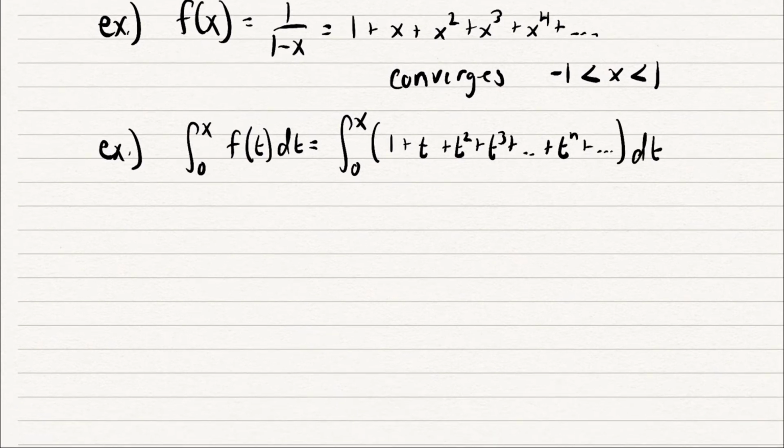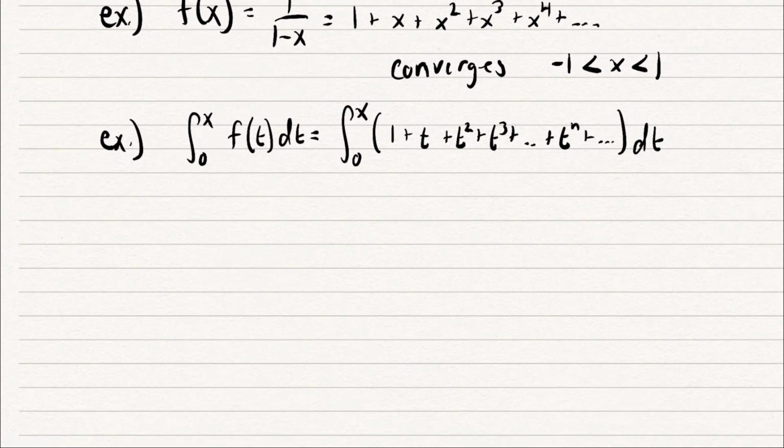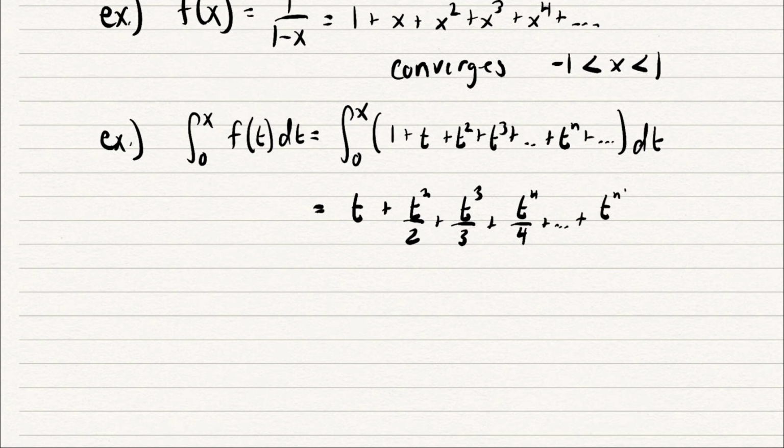And if we work out each individual term in this series, we would end up getting something that looks like this. The integral of 1 with the variable is just going to be t. So it's going to be t plus t squared over 2 plus t to the third over 3 plus t to the fourth over 4 plus dot dot dot plus t to the n plus 1 over n plus 1 plus dot dot dot.